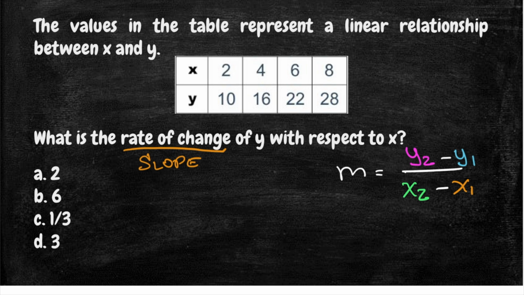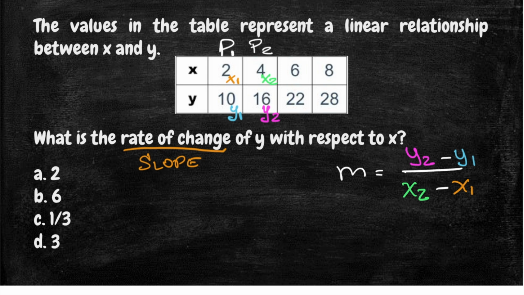Well, quite simple. If this point right here is going to be my point 1, and the next point, the (4, 16), is going to be my point 2, then I can say that my x1, or the x of the first point, is going to be 2. And then the y of my first point is going to be my y1. In the same way, I can say that 4, the x of the second point, is going to be my x2. And 16, the y of the second point, is going to be my y2.